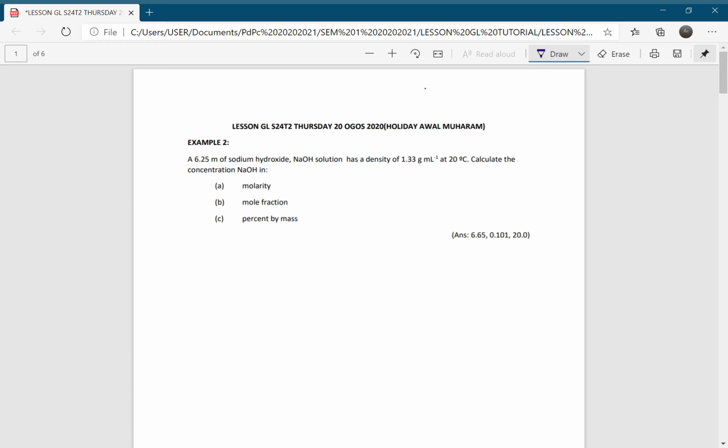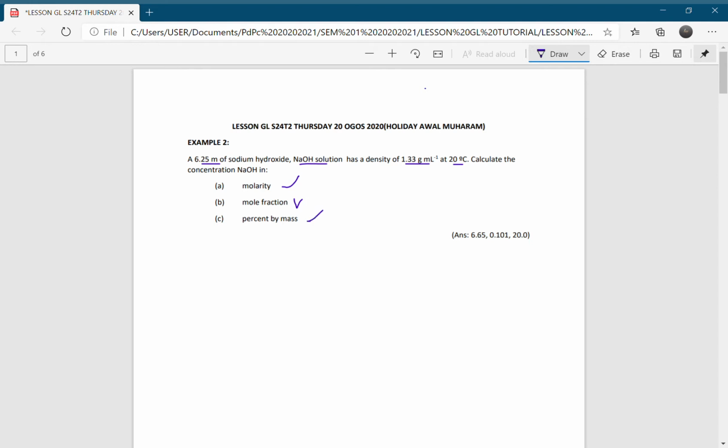Okay, our lesson for today covers the last two examples before lesson 6. The first thing we consider is example 2 in the question given: we have a 6.25 mole per kilogram sodium hydroxide solution with a density of 1.33 gram per ml at 20 degrees C. The target questions are to calculate the molarity of the sodium hydroxide solution, the mole fraction of the sodium hydroxide, and also the percentage by mass.